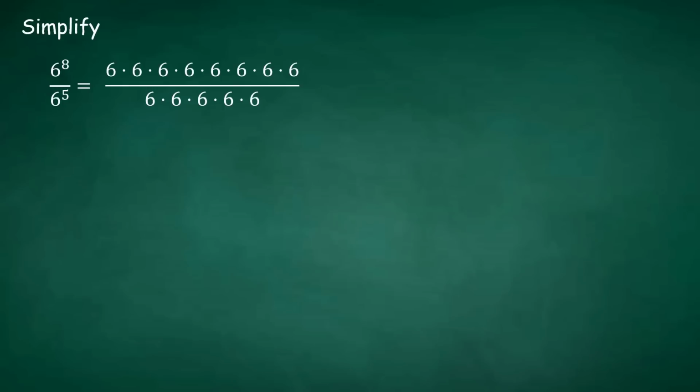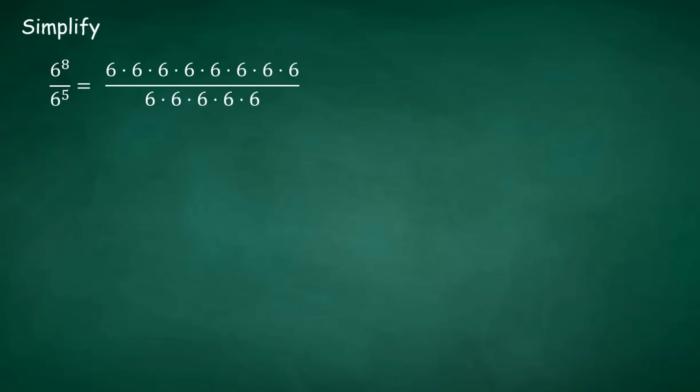Simplify 6 raised to the power of 8 divided by 6 raised to the power of 5. The exponent rules tell us to subtract the exponents. But let's suppose that we forgot the rules. The 6 raised to the power of 8 means we have 8 copies of 6 on top. The 6 raised to the power of 5 means we have 5 copies of 6 underneath.